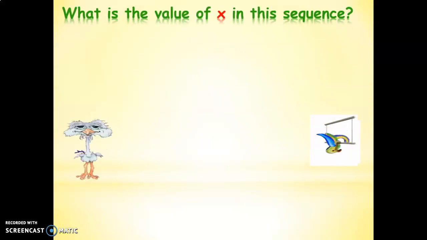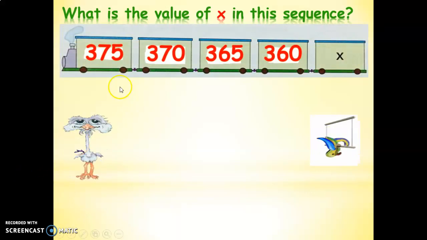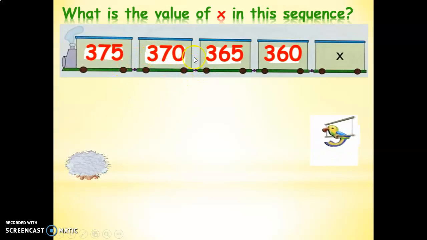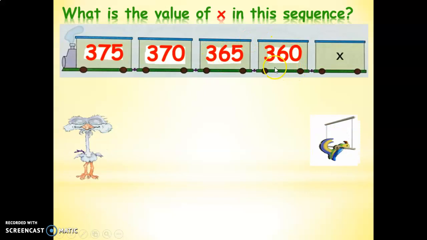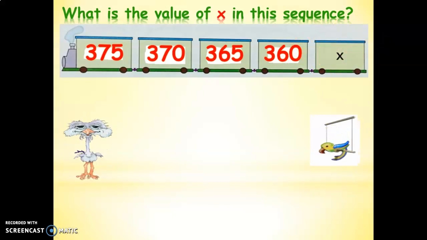Try to think of the value of x in this sequence. So we started with 375. This is followed by 370. The next number is 365. The next number is 360. And we have to try to think of the value of letter x to find out what kind of number sequence is shown.